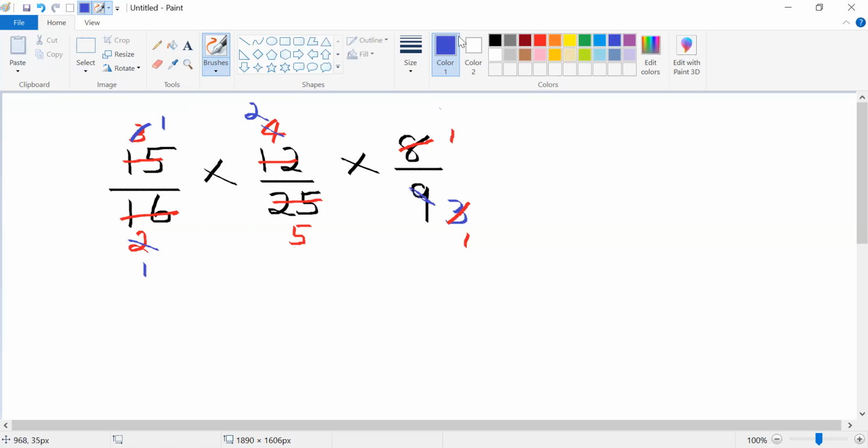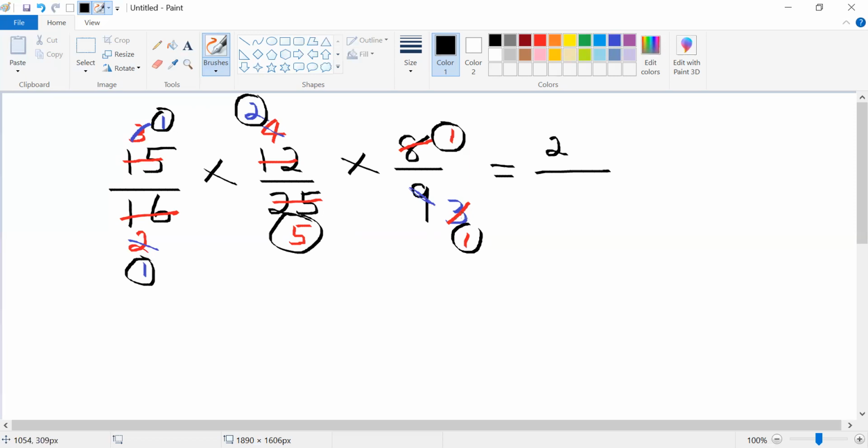Now very carefully observe what numbers are left in the numerator and denominator. Numerator, here in the first fraction only 1 is there. Then here 2 is there. Here 1 is there. So 1 into 2 into 1, which is equal to 2. Denominator, what is left? 1 into 5 into 1. So 5. So the answer is 2 by 5.